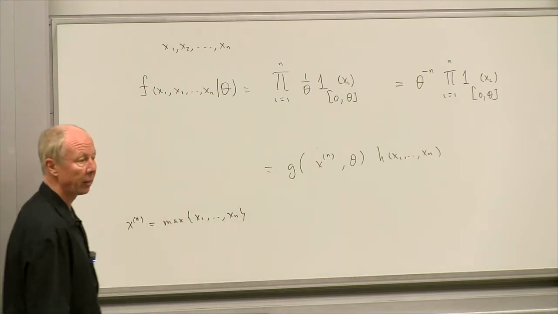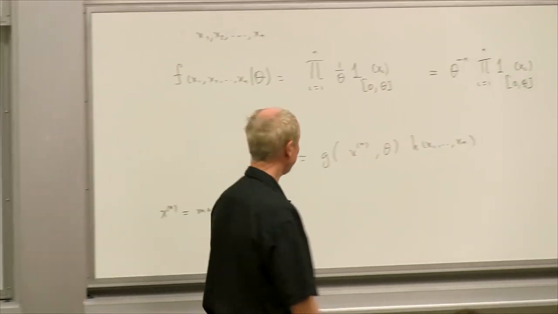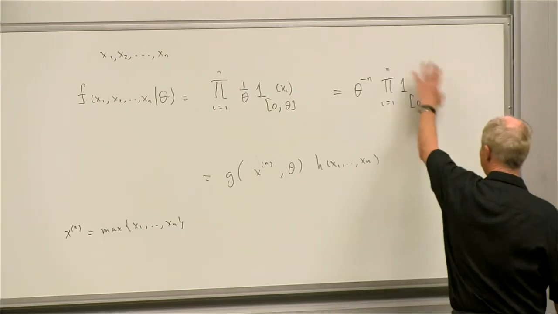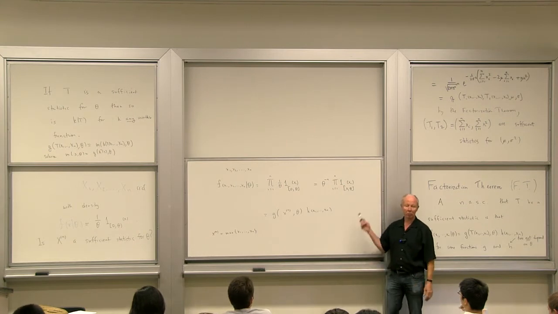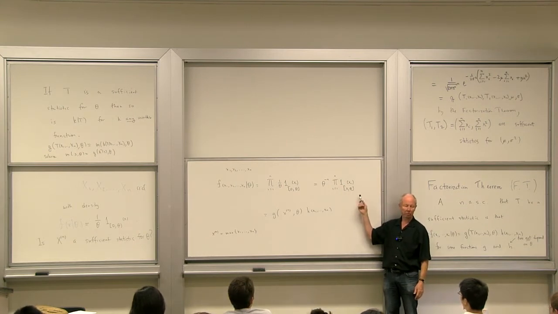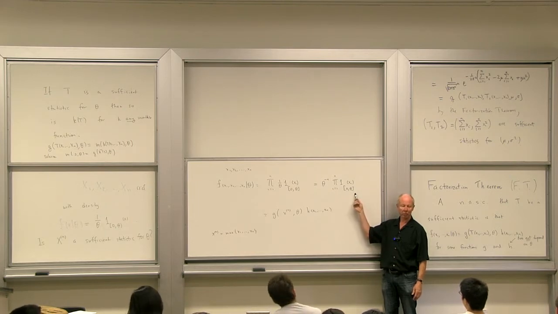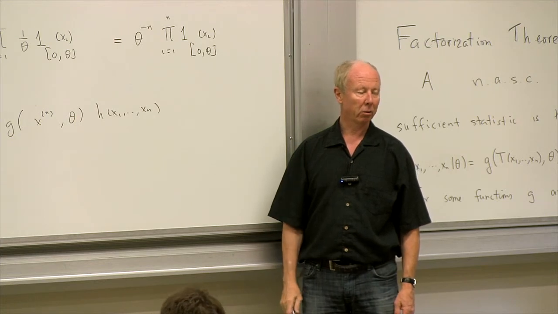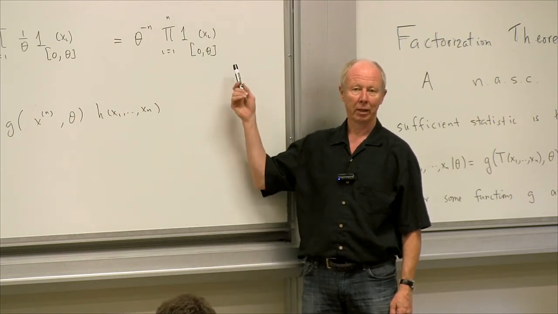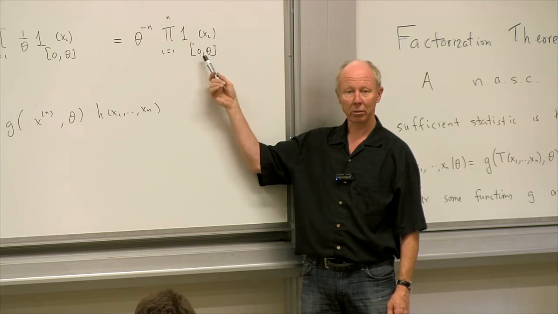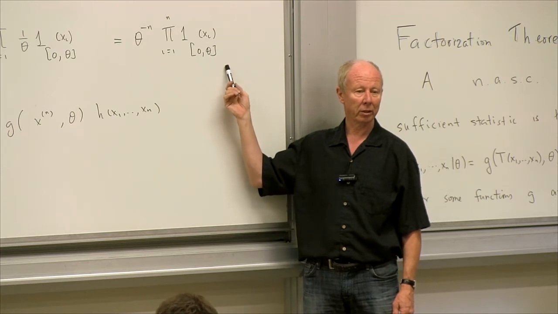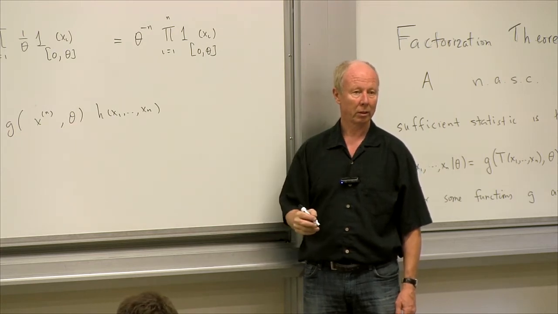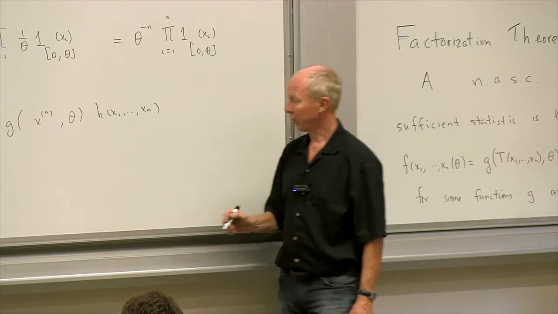Can we do this? Well, let's look at this thing. What's the value of this product? We're taking a product of what kind of numbers? N of them, but what are they? This is either 1 or 0. Yeah, 1 or 0. When is it 0? If some xi is less than 0, or if some x is bigger than theta. Otherwise, it'll be 1. So I think I can write it this way.